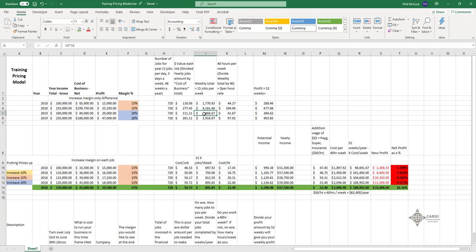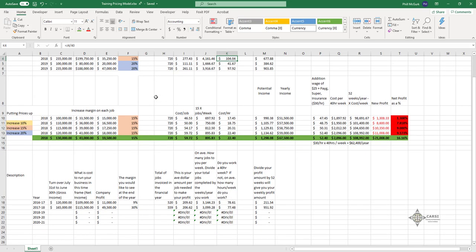$1,666.67 cost to the business per week, or $41.67 per hour. Okay, again, we just added these numbers up. We just changed it from 235,000 with a 20% increase, so margin went up from 15 to 20%. Same numbers, 47,000, 188,000 in cost, $261 per job, as opposed to 277 per week, per hour. Okay, so that's what these numbers here represent.